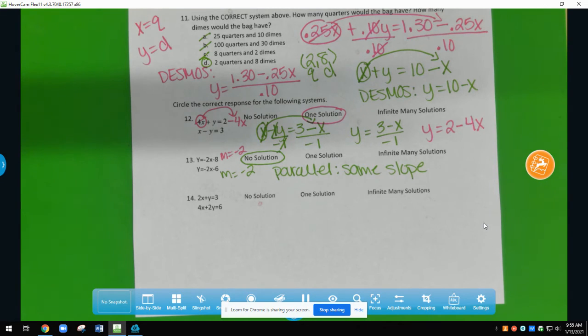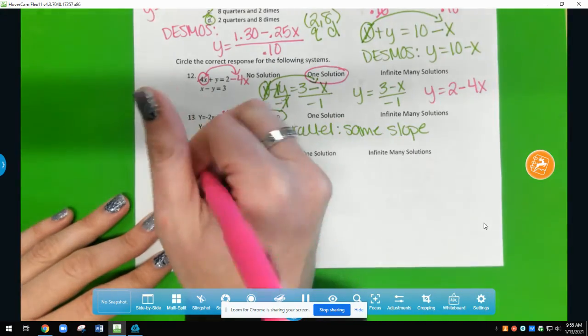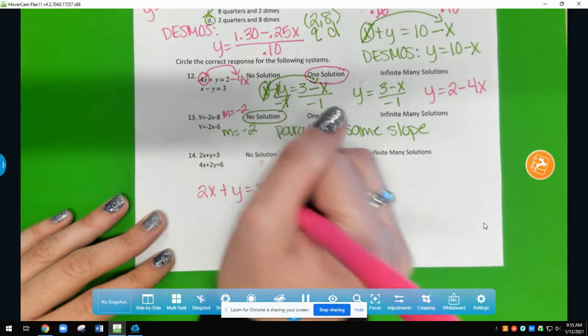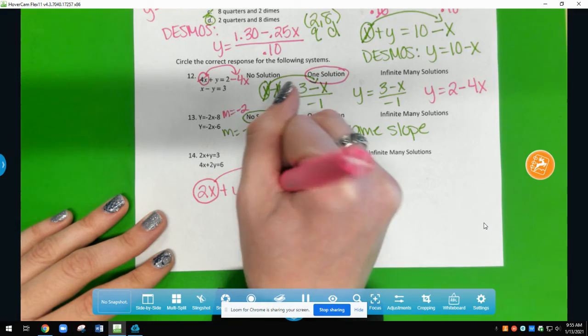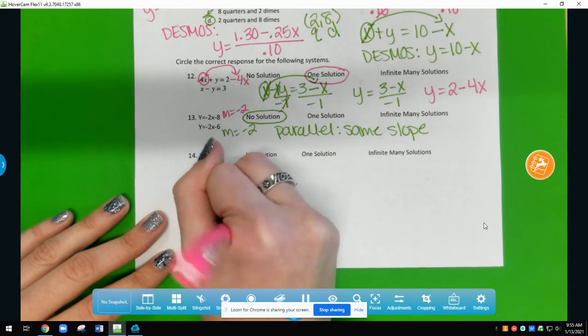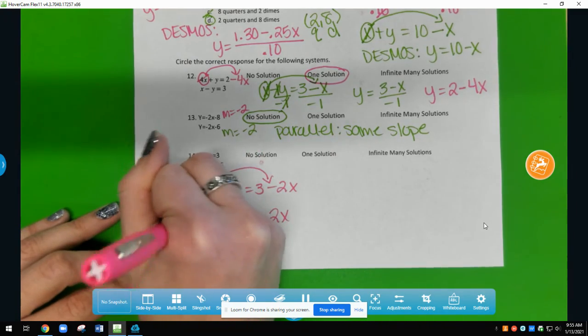Okay, the last one. Neither one of these is Desmos ready, so we need to get it there. So we have 2X plus Y equals 3. So I'm going to move my X, change the sign. Since Y is positive, I have Y equals 3 minus 2X. So that's what I'm going to put in Desmos.